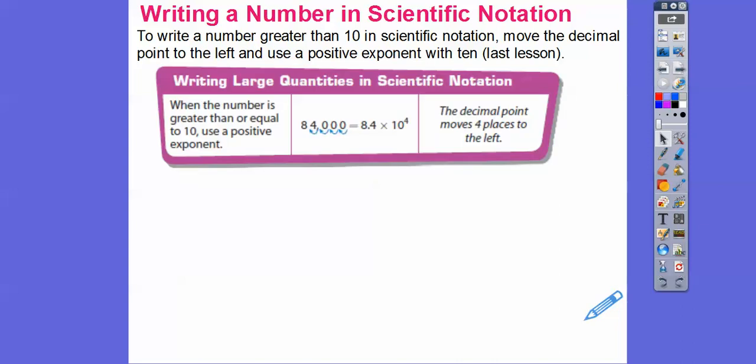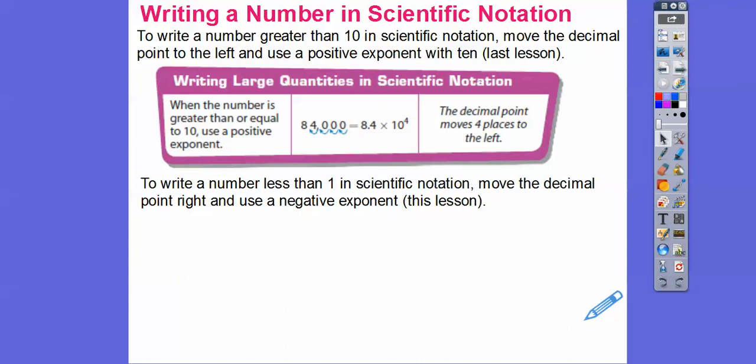So something like this, you guys. Here's 84,000. We want this number to be somehow represented between 1 and 10, so we're going to make it 8.4. So what we did is we moved that decimal place back in this direction 4 spots right there. So 8.4 times 10 to the fourth, okay? And then when we're dealing with numbers that are less than 1, then we move the decimal point to the right to write it in scientific notation. And that's this lesson, okay?